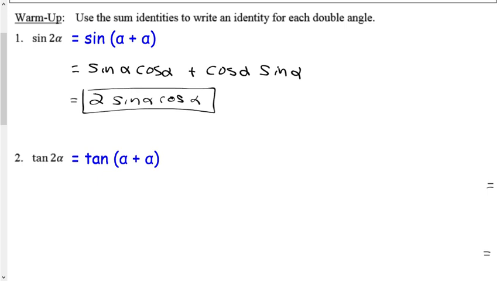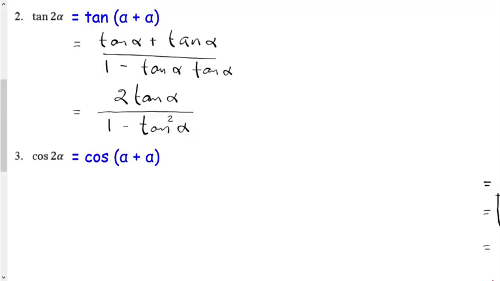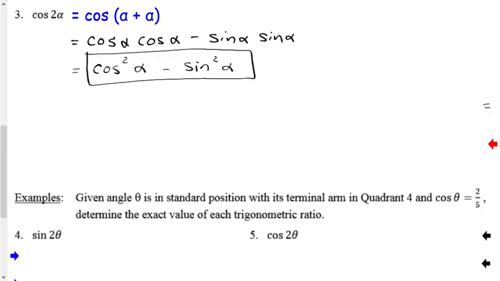Hopefully this is what you got for question number 1. The sine of 2 alpha is equal to 2 times the sine of alpha cos of alpha. And for tangent, here's what you get: 2 tan alpha all over 1 minus tan squared alpha. And then we'll look at cosine. And when we use that sum identity for cosine, we'll get cos squared alpha minus sine squared alpha.